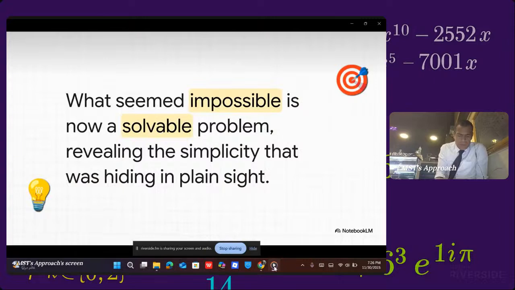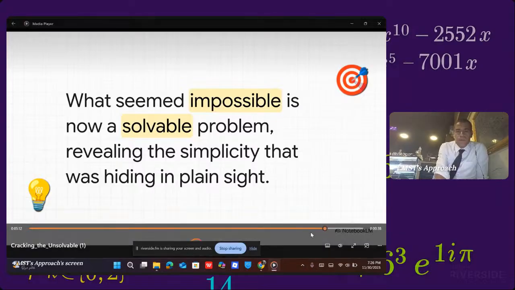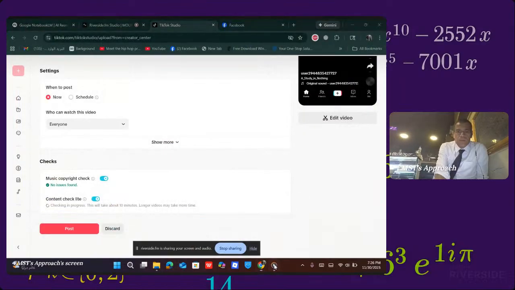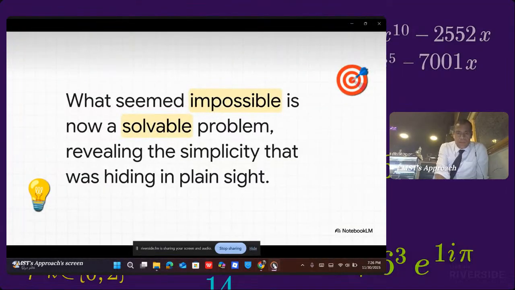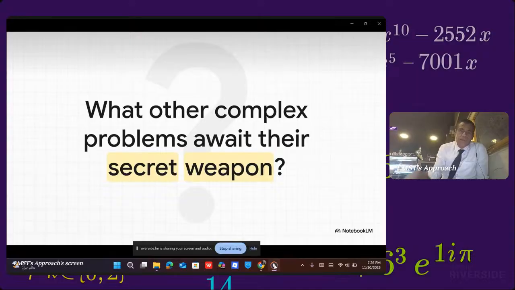And that's really the heart of it, isn't it? The big takeaway here is that something that looked like a totally impossible wall of numbers is now just a straightforward problem. The real power wasn't just in crunching numbers to get an answer. It was in finding the right tool, the right key, to unlock the simplicity that was hiding there in plain sight the entire time. Which kind of leaves you with this final big thought, right?